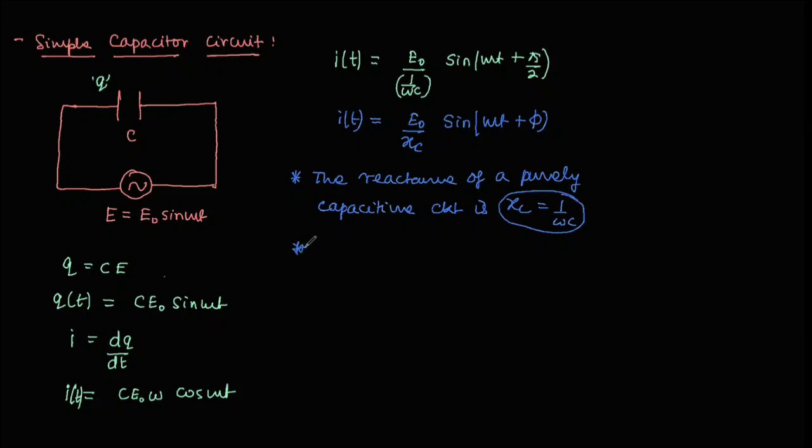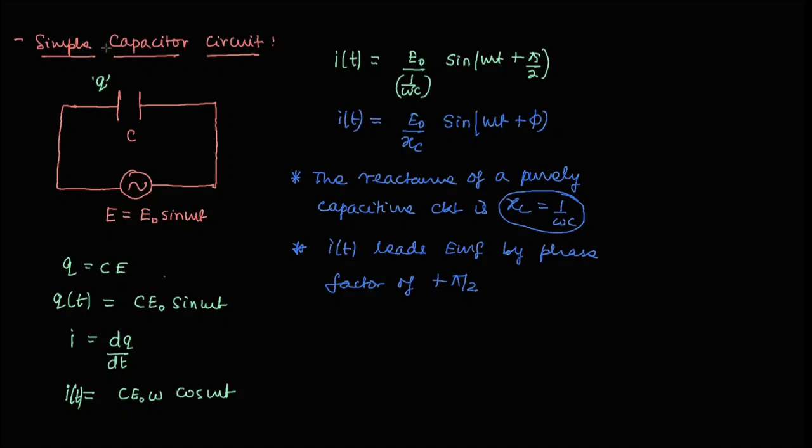And the next thing which I can write is current leads EMF by phase factor of pi by 2. Or simply, current leads EMF by pi by 2. Now, if current leads EMF by pi by 2, then let us understand it graphically.